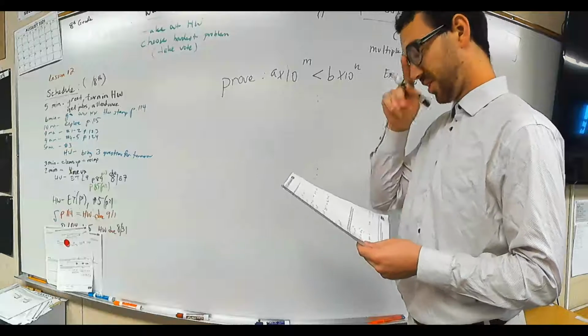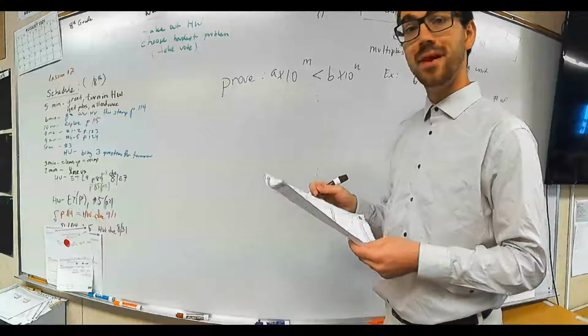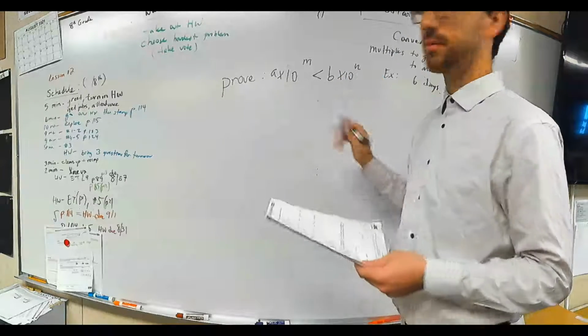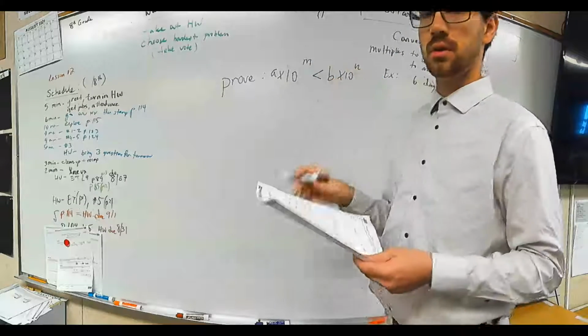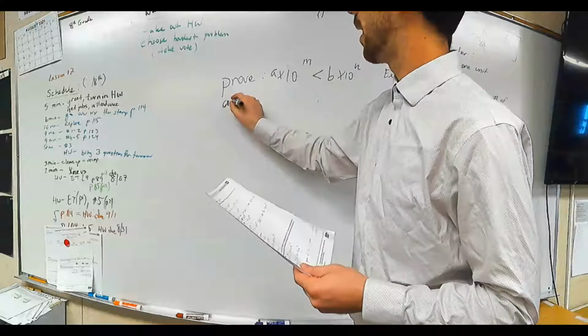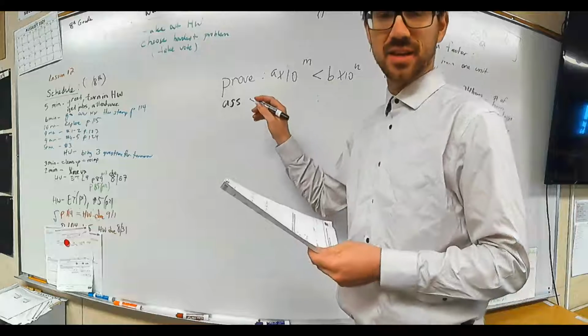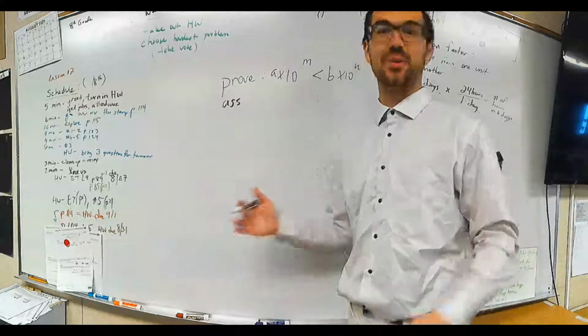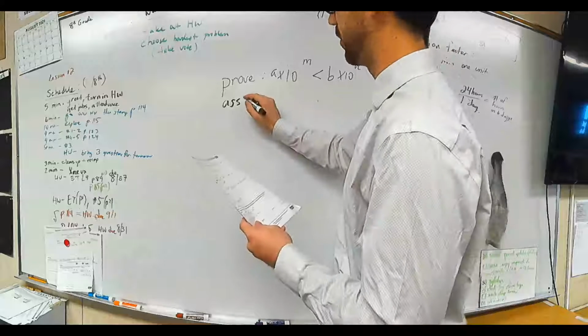We know one thing, that m is less than n. So this one is going to be less than this one, the exponents. Okay, so let's assume, I'm going to play devil's advocate. It means we're going to go with the craziest example. We're going to start with the craziest example.